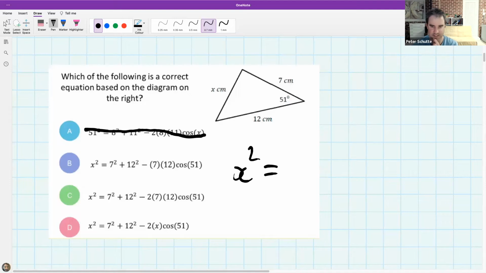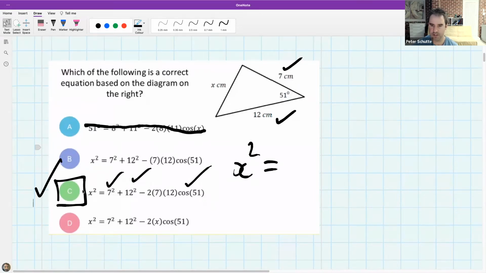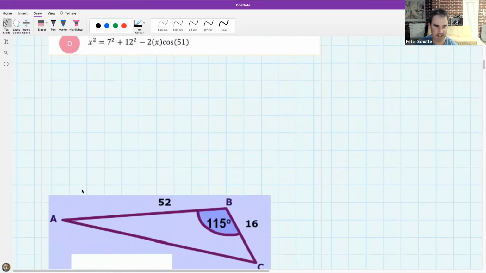Okay, and I see a lot of you are going for C. Do I agree with you? Well, there's my 7 squared and my 12 squared, which are these guys, minus 2 times 7 times 12 times the cos of 51. Yes. So C is indeed the correct option. Awesome. I think that was pretty well done. So let's move along. You are flying indeed.